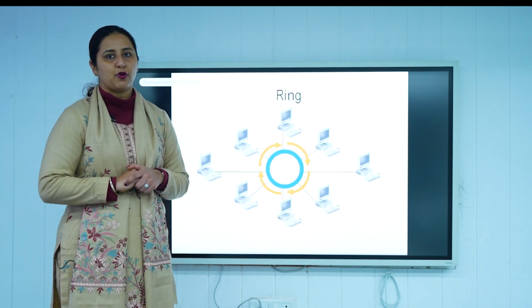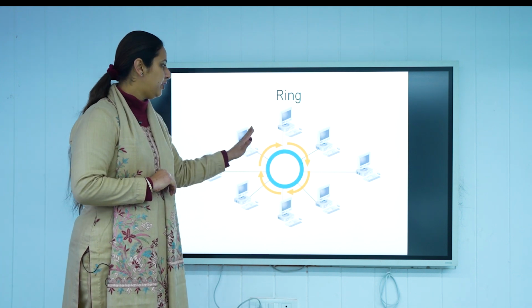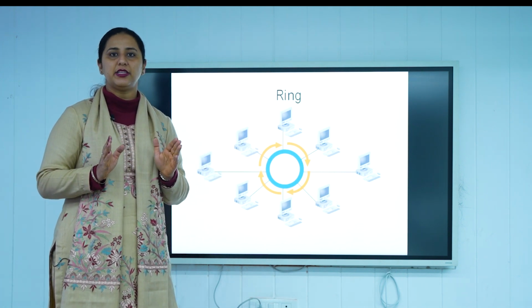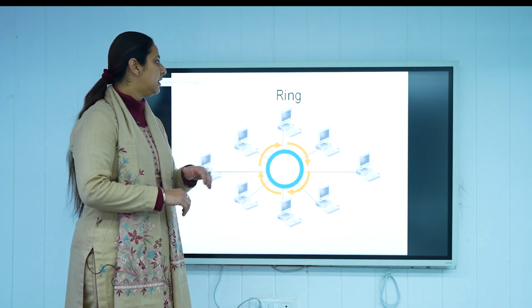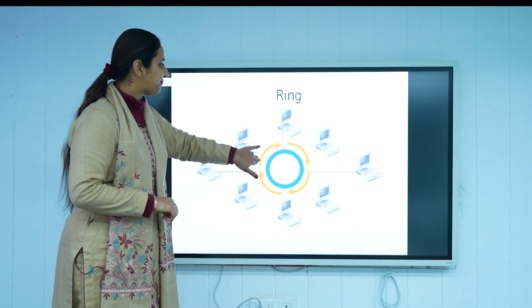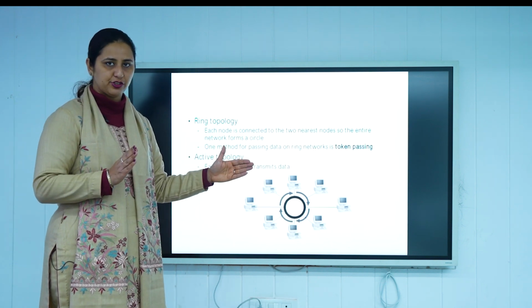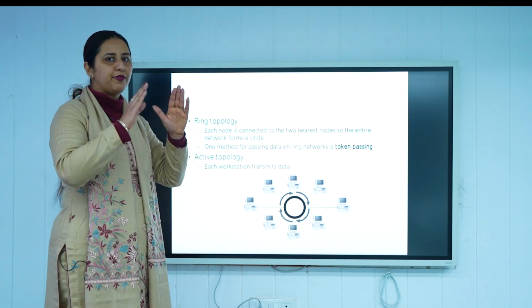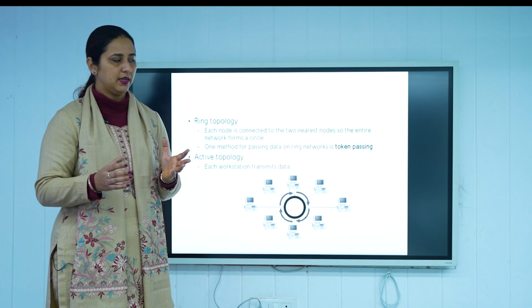Now, the next type of topology is the ring topology. So in ring topology, what is happening? Each and every node is connected to its adjacent node. The connection is in such a way that it forms a ring. So that type of topology is basically called ring topology. Each node is connected to its nearest node, means its adjacent node. So they form a layout which is in the form of a ring.